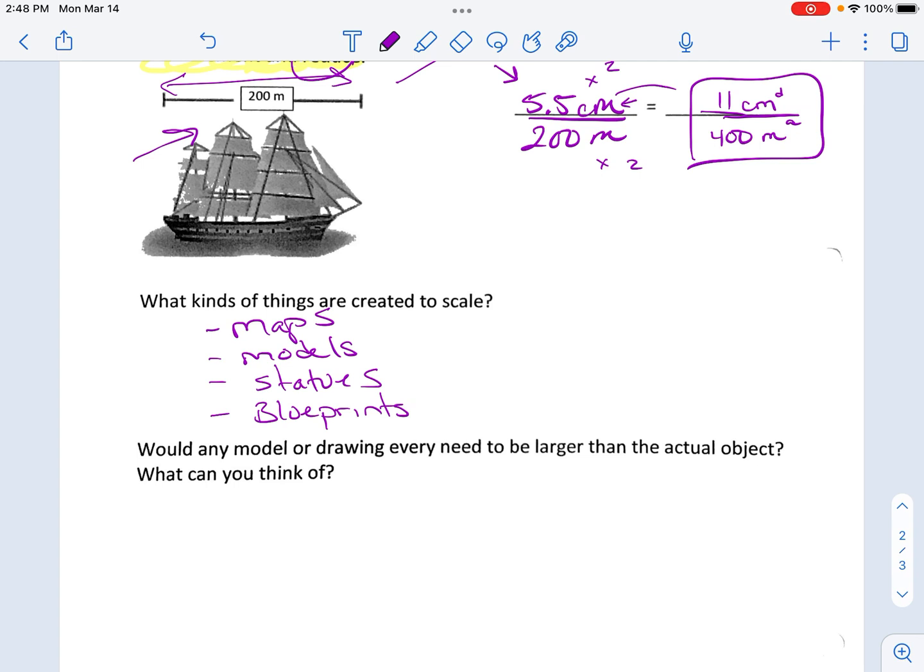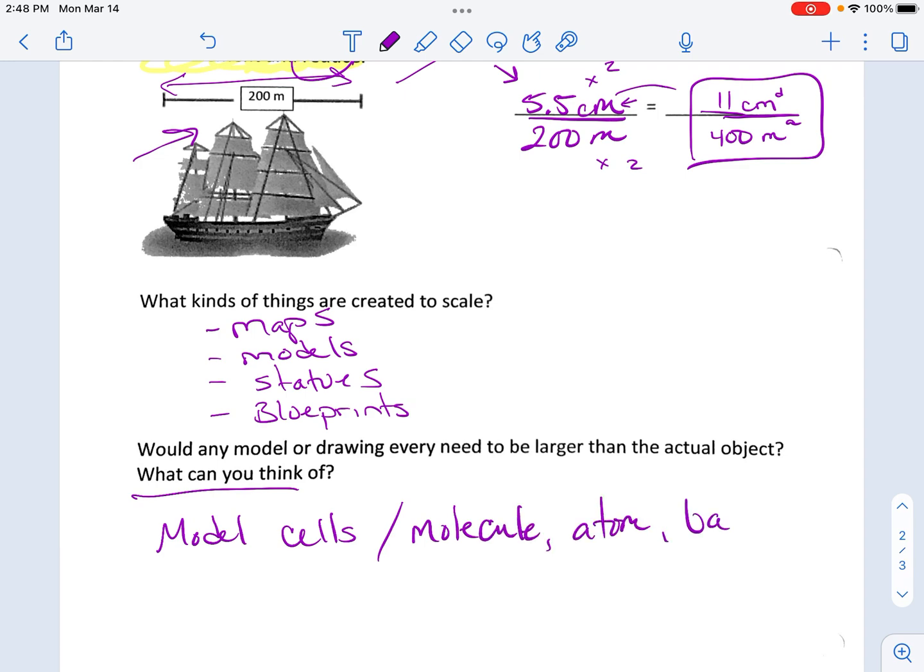Would any model or drawing ever need to be larger than the actual object? Could you think of something that would have to be larger than the actual object? Think of science here. A model of cells would have to be larger, or a molecule. I can really only think of things in science. An atom or bacteria, all those things are really small, so the model would actually be larger than the actual size.